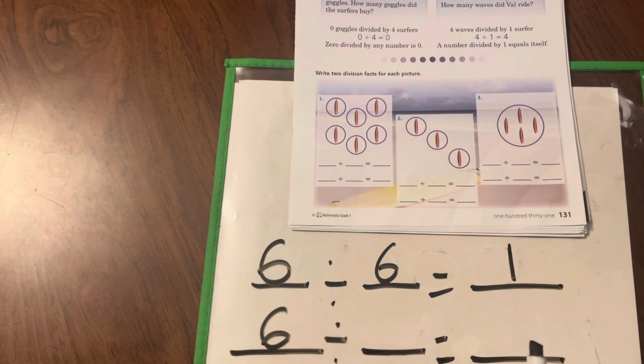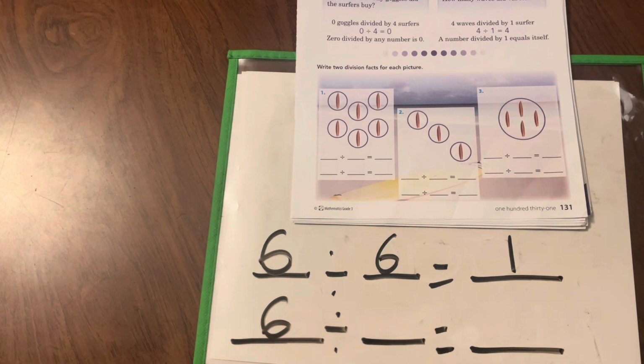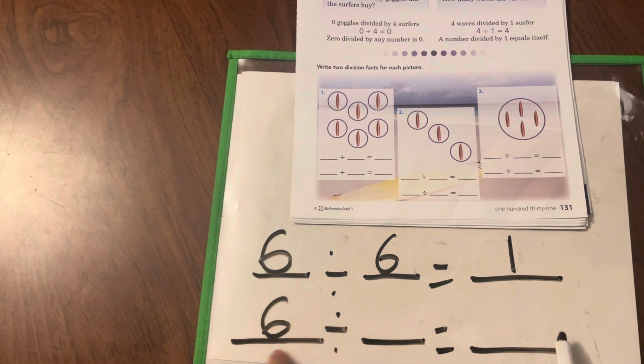Now remember, just like in multiplication, how you can turn the numbers around and still get the same answer, you can do the same thing with division, except you don't get the same answer, but you can still use the same numbers. So now, instead of having 6 divided by 6 equals 1, we're going to turn these numbers around.